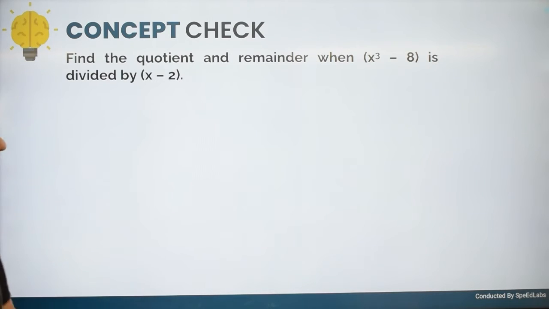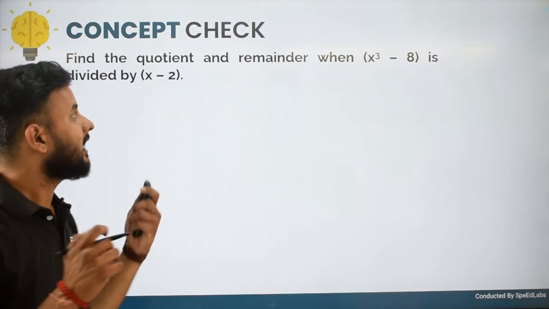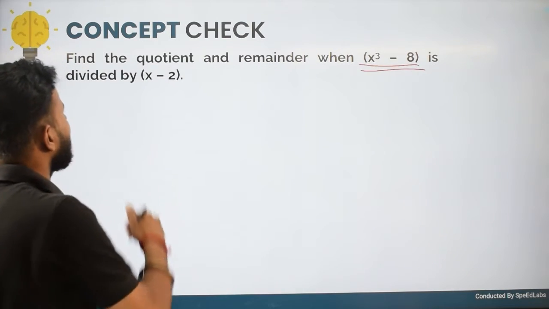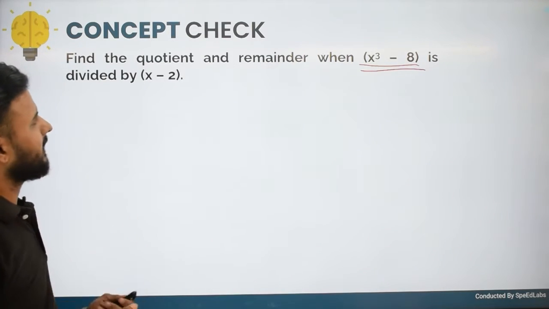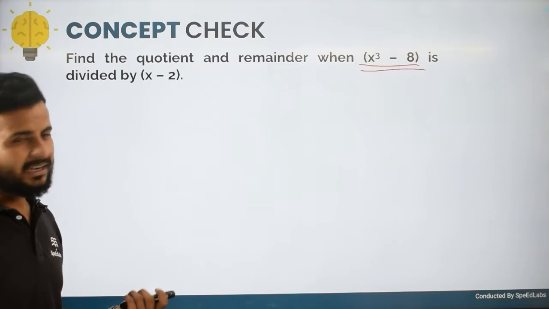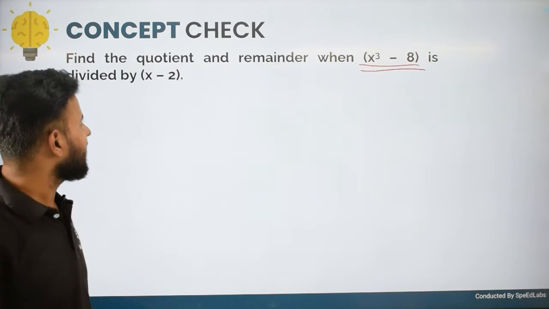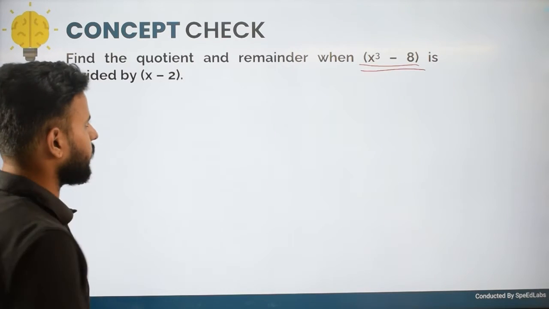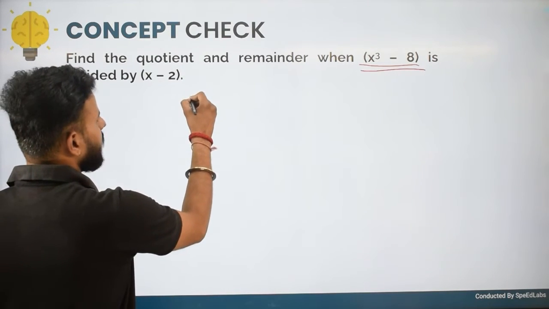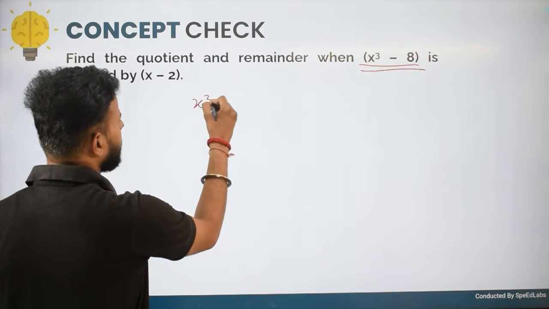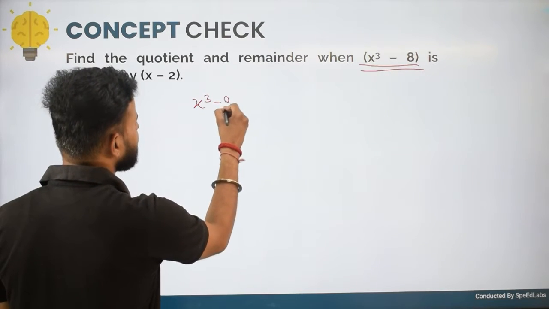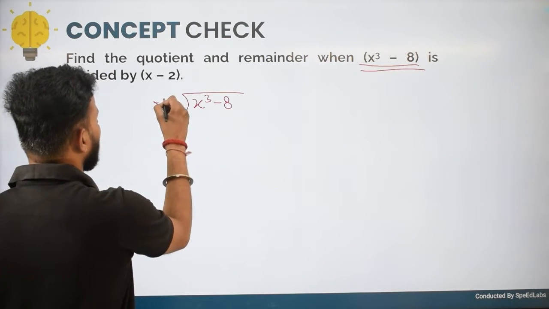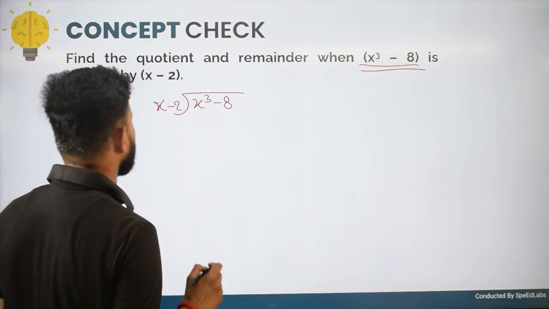For example, we have this question. We have to find the factorization of this, using only the method known as the long division method. So what will we do? First we write the dividend, which is x cube minus 8, and I'm going to divide it by x minus 2.